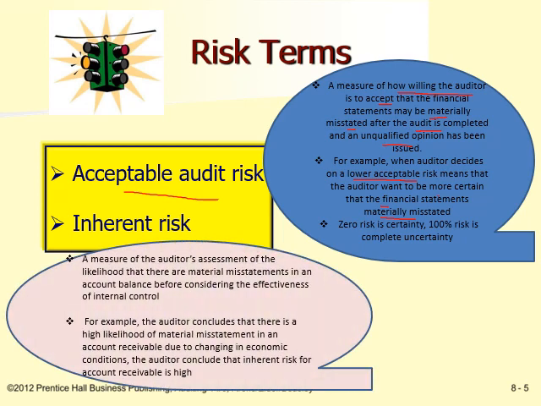Inherent risk is the auditor's assessment of the likelihood that there are material misstatements in the account balance before considering the effectiveness of internal control. So inherent risk is something natural, an inherent risk. Even though we have internal control, that risk still exists. For example, the auditor concludes there is a high likelihood of material misstatement in accounts receivable due to changes in economic conditions. So the auditor may conclude that the inherent risk for accounts receivable is very high. That is inherent risk. Without considering the internal control, that risk will be incurred.